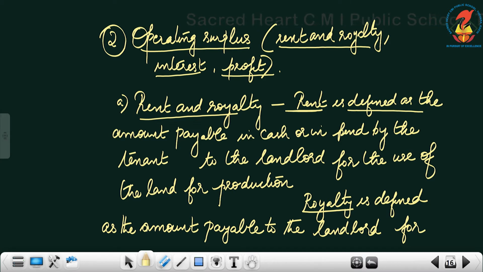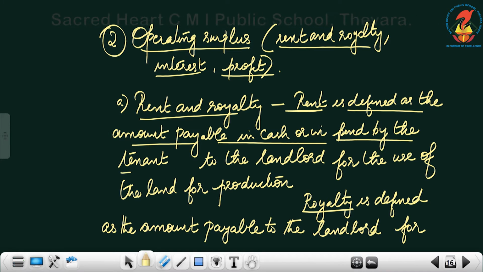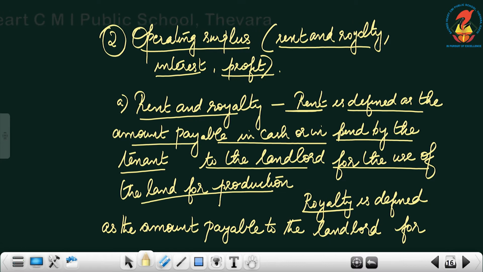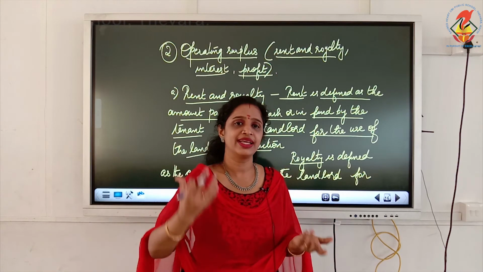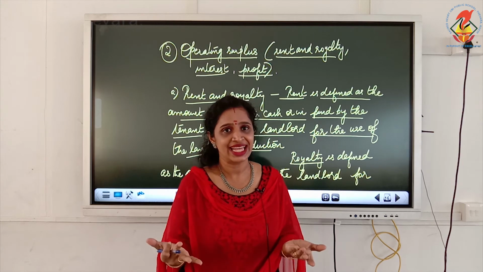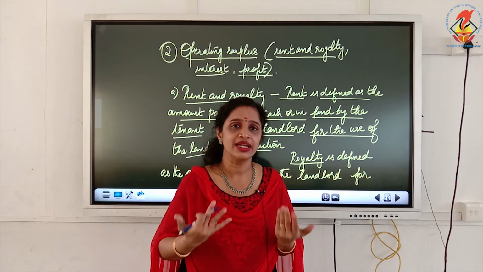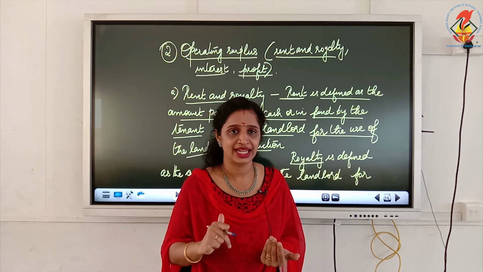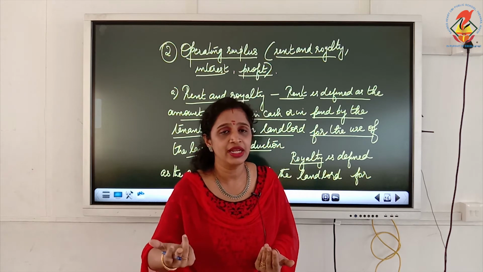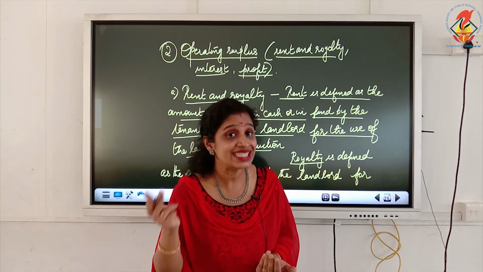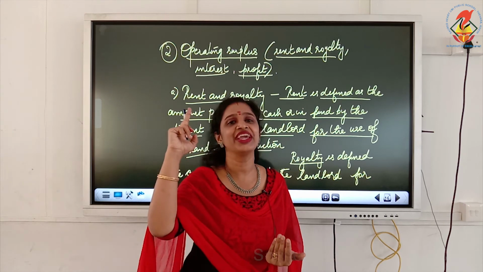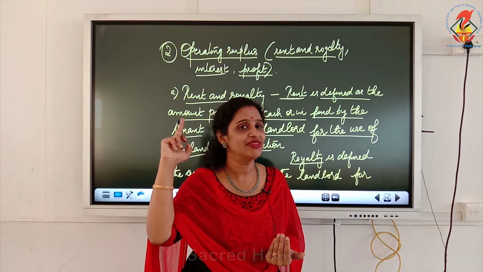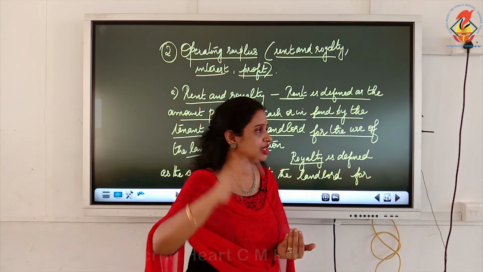Rent is defined as the amount payable in cash or in kind by the tenant to the landlord for the use of land for the production process. Normally, a tenant pays rent for the land which he is cultivating. Land actually belongs to the landlord. So he will be taking the land for the rent. So for that, rent has to be paid by the tenant to the landlord. That is rent, reward for the land. Again, factor income. Income method, we calculate national income using factor income.